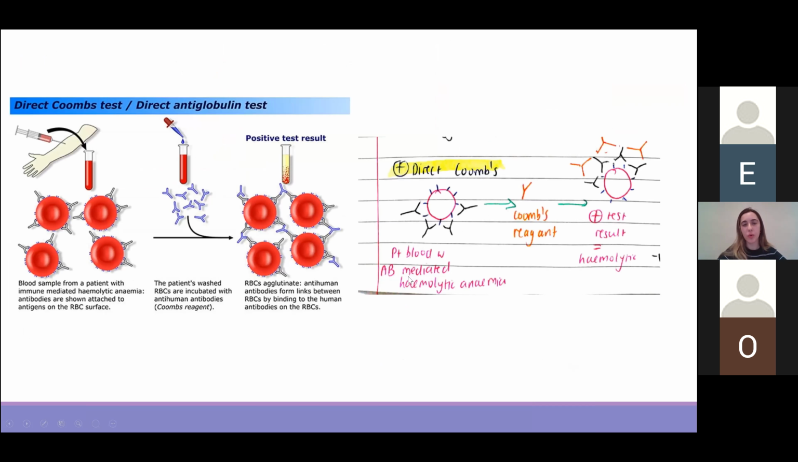And this is just a quick thing because sometimes they like to talk about this: the difference between an indirect and a direct Coombs. A direct Coombs is where you're checking for some sort of hemolytic anemia due to antibodies on your red blood cells. So if you add your Coombs reagent, it'll show up that you've got those antibodies causing some sort of hemolytic anemia. But your indirect Coombs is more to do with your blood typing and rhesus. So that's the difference there, which can be useful to know.